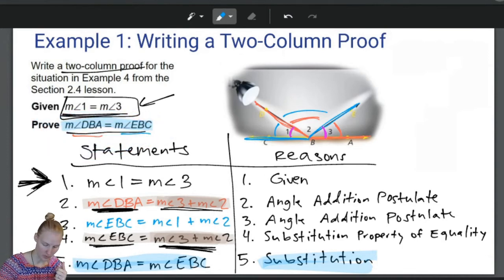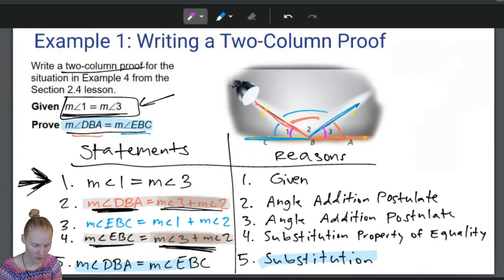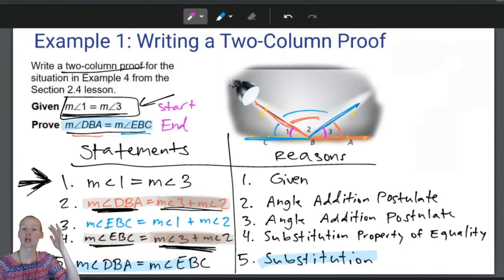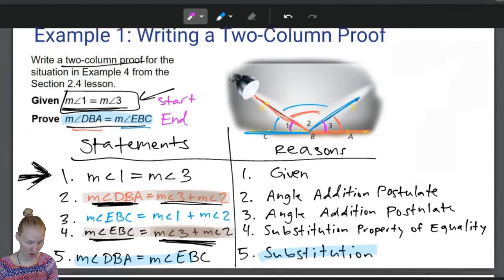So think of when you see a problem like this, where it says write a proof, think of your given as your starting point, step number 1, and think of the prove, what it says to prove, think of this as your end, or your finish. So the given will always be at the start of your proof, and what you're trying to prove will always be at the end of your proof. So that's how you know when you're done. Okay, let's check our answer.